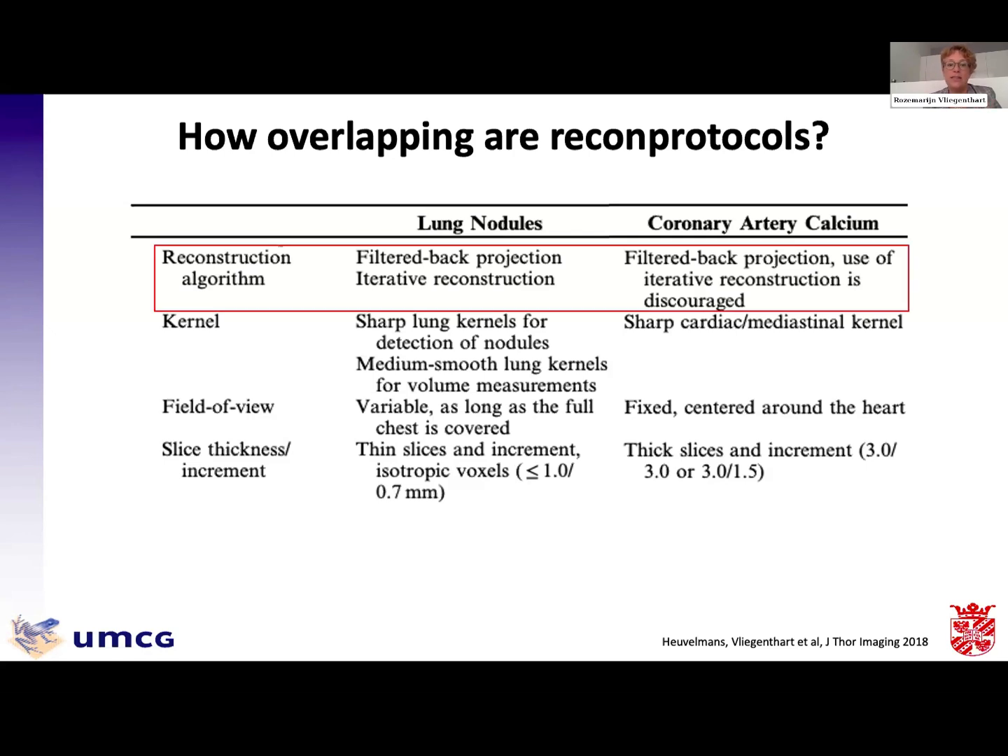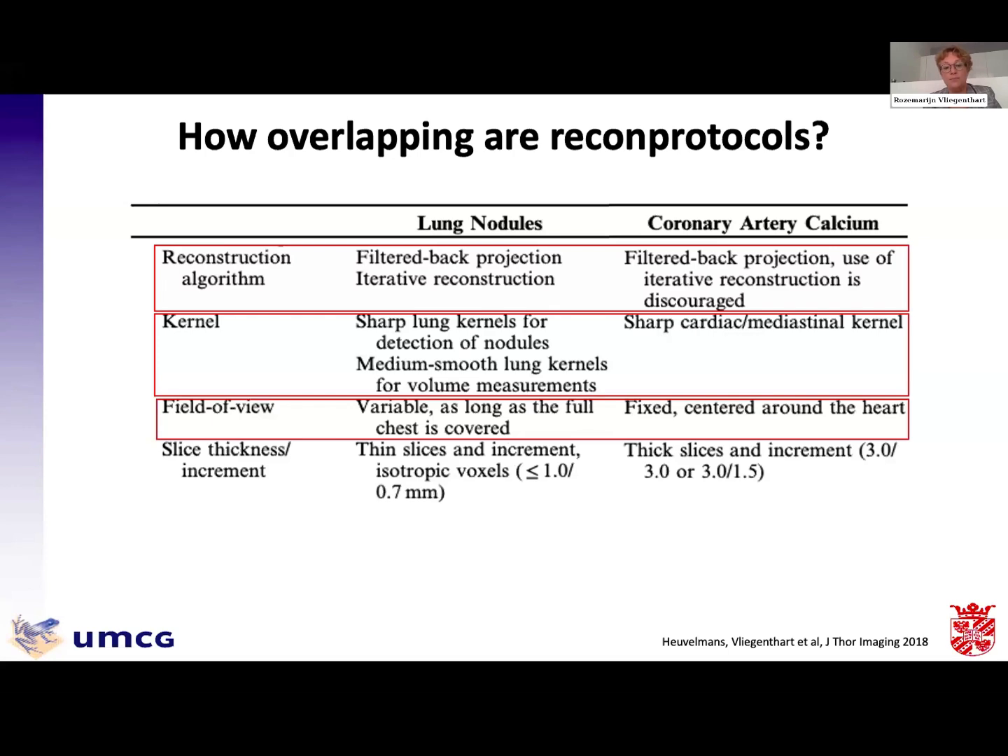For lung cancer screening CT, more and more iterative reconstruction is used because that reduces noise, which helps then to further reduce the dose of the low-dose CT scan. There are different kernels used in lung cancer screening, and the field of view is different as well. And lastly, the slice thickness in lung cancer screening CT is about 1 millimeter, while for the calcium score scan, we need 3 millimeters.